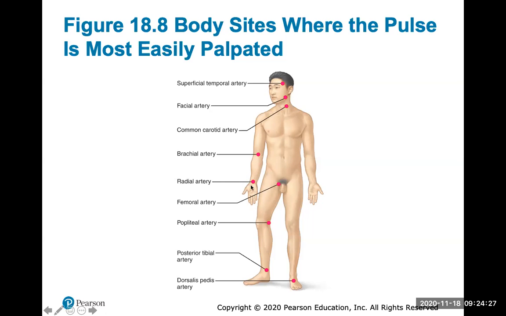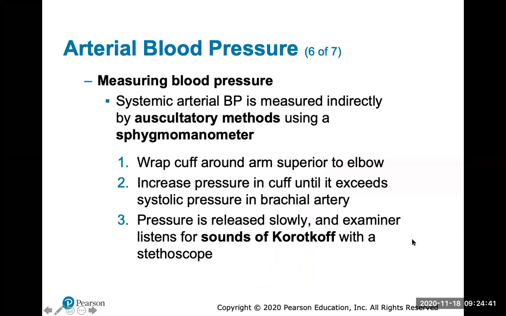We probably feel the pulse on the radial artery in our wrist or in the common carotid artery the best. You can also feel it in your forehead, the facial artery, the groin, the brachial artery, the popliteal, and also on the foot or the ankle with those arteries.